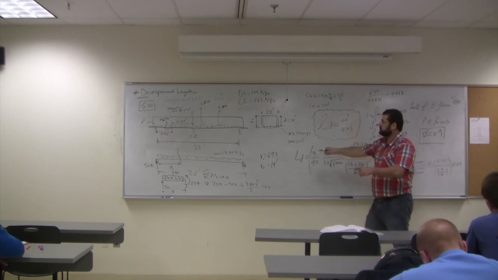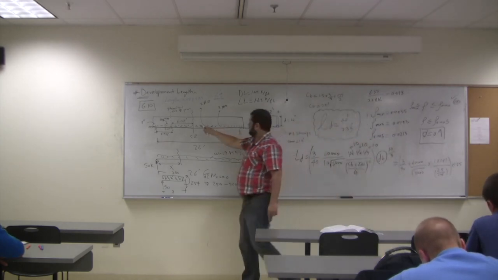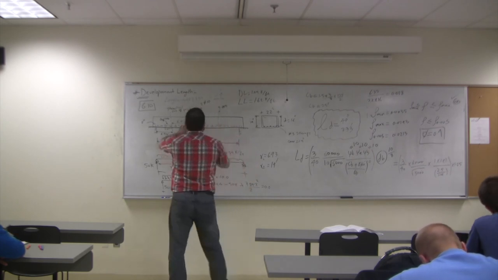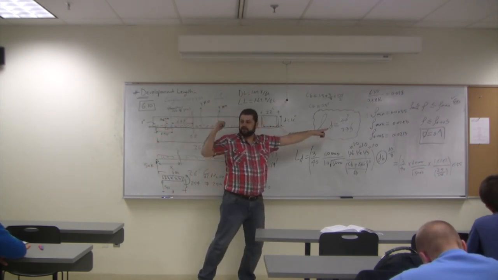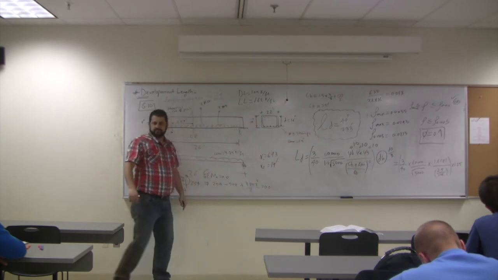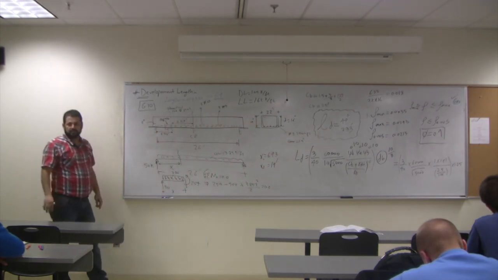3.33 feet. Do we have enough? Yes. So you say 7.4 is greater than LD. Good. Just to be very clear, we took CB to be 2.5.